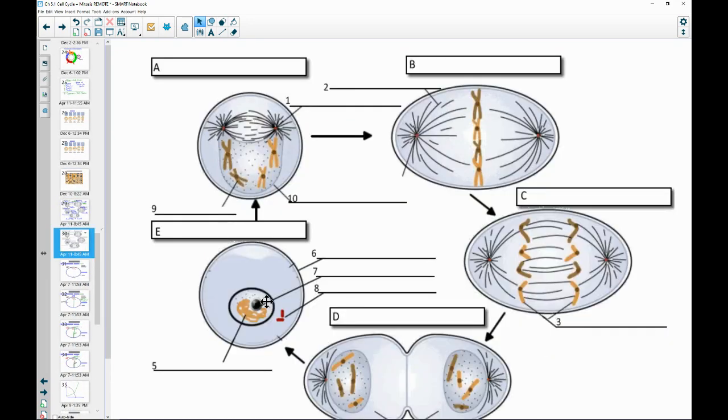So basically, in interphase, we have our chromatin. You can see a nucleolus. We have an intact cell membrane. Again, this is for eukaryotic cells only. Prokaryotes do not go through mitosis. So this is interphase right here, and I'm not going to spend the time trying to write all this out.